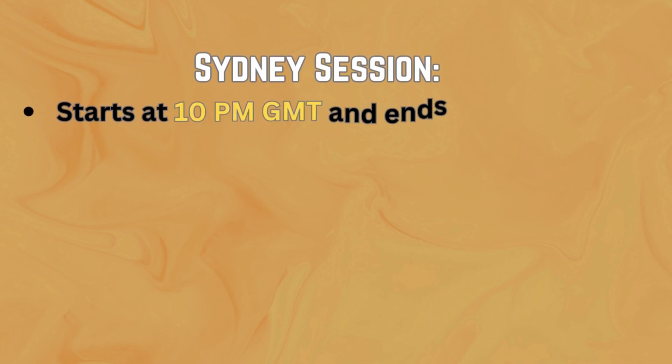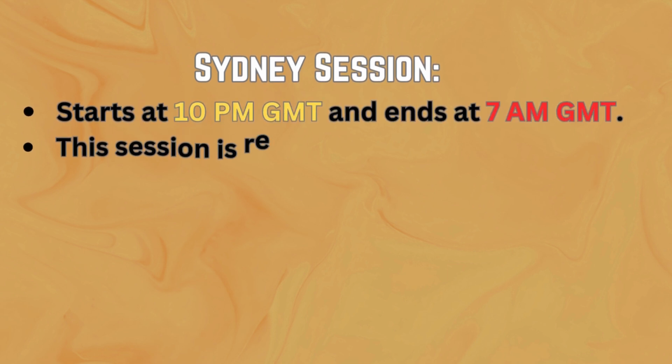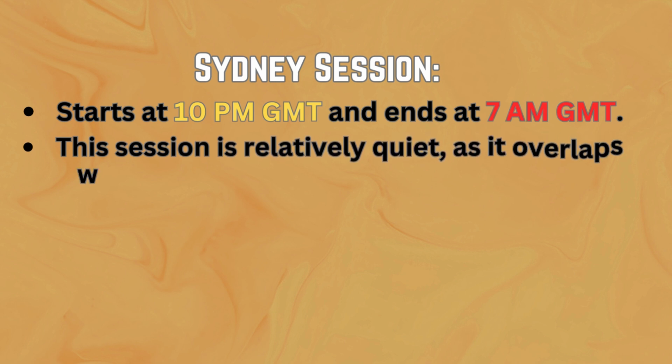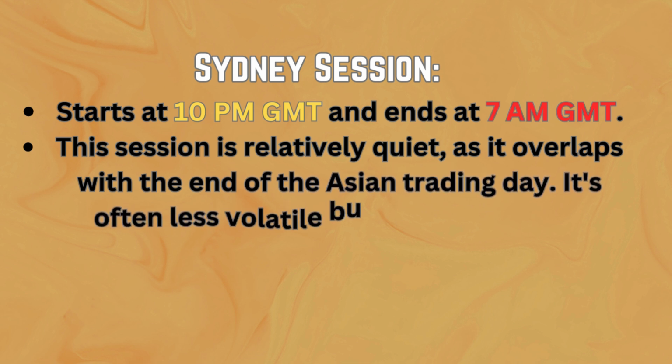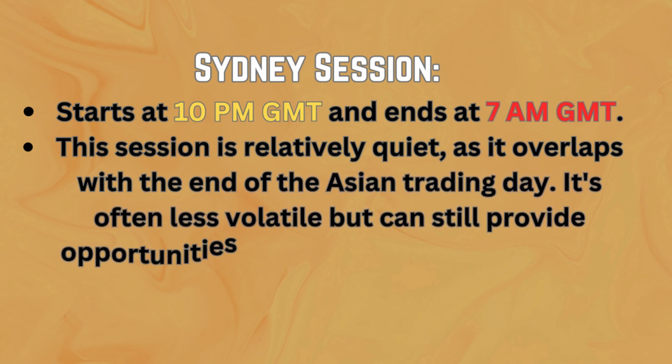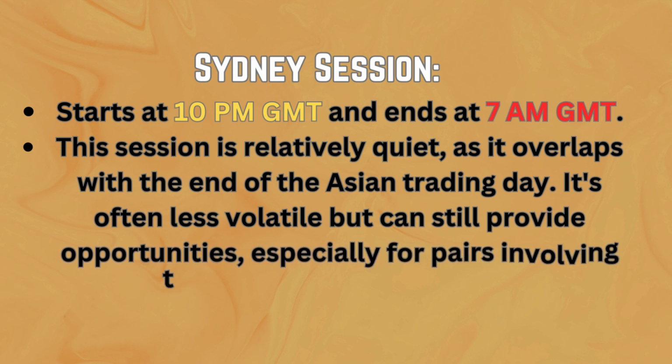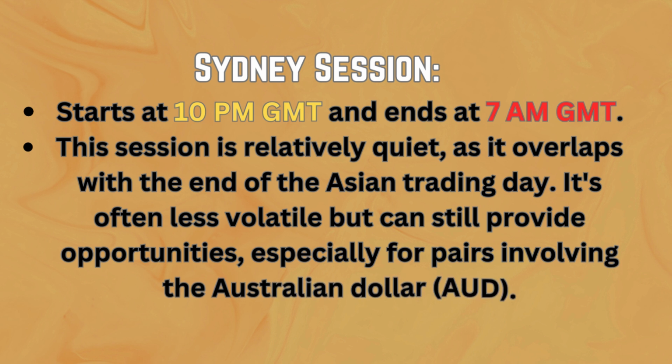The first session that we are going to go through is the Sydney session. The time for this session starts at 10 p.m. GMT and ends at 7 a.m. GMT. This session is relatively quiet as it overlaps the end of the Asian trading. It's often less volatile and can still provide opportunities, especially for pairs involving the Australian dollar.